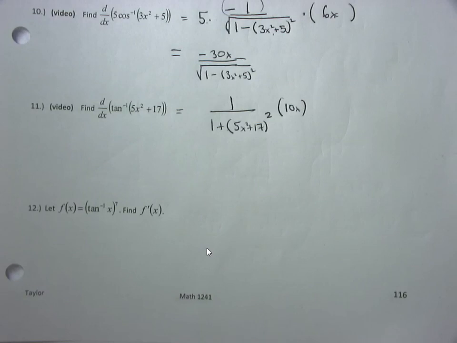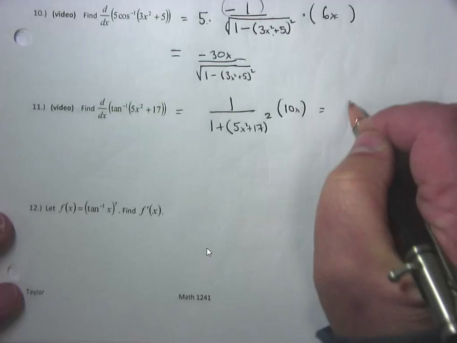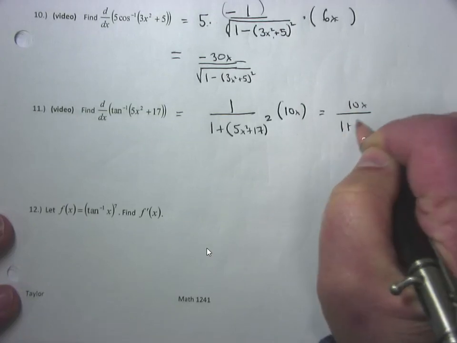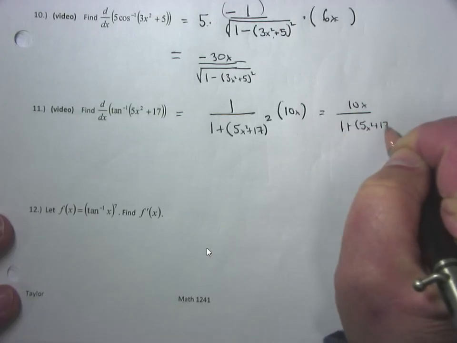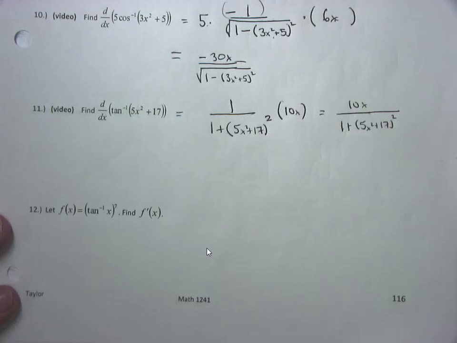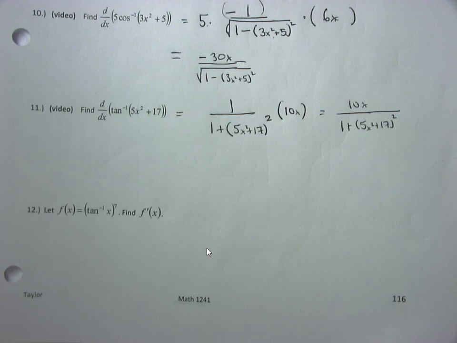And if you want to, knock yourself out, write it as, to get that back of the book look, 10x divided by 1 plus (5x squared plus 17) quantity squared. But there's a lot of things we can do with this stuff. Product rule, chain rule, and quotient rule, because we're going to beat that to death with the exponentials, the logs, and now we've got the inverse trig functions.